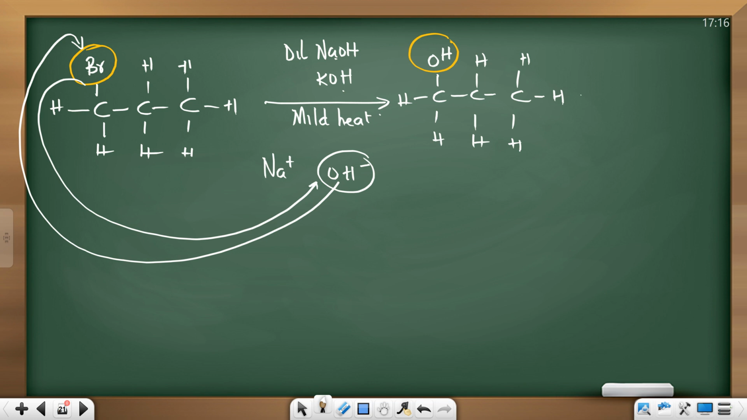So at the end of the day, what do you have? NaBr. If you use KOH, what are you going to have at the end of the day? Plus KBr. What type of a reaction is this? Substitution. And if it's substitution, you know it's dilute strong base and mild heat.